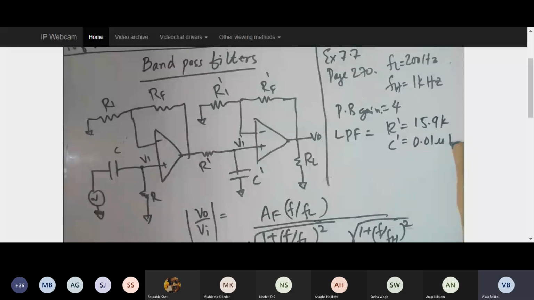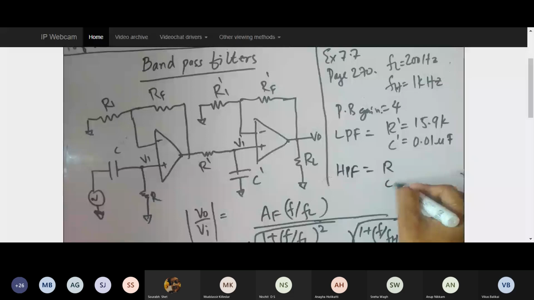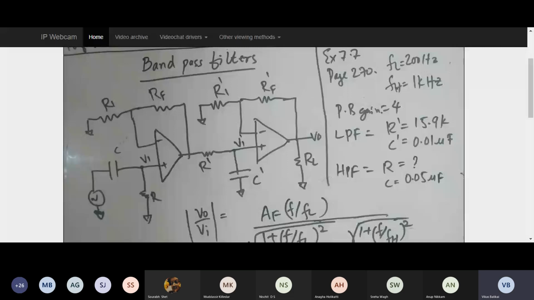And then he is also giving C for my high pass filter. For my high pass filter, C he is giving as 0.05 microfarad, and R value he has not given. He is asking me to calculate the value of R. So if these are the things he has given, I need to use the different values and calculate the things.